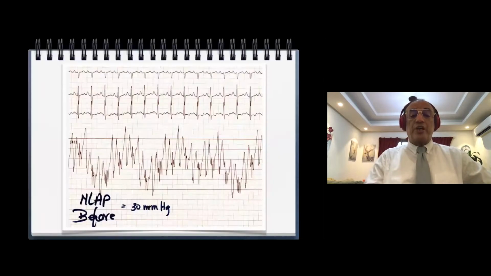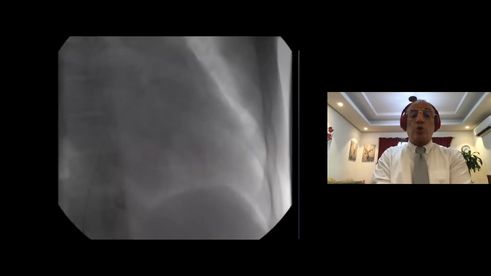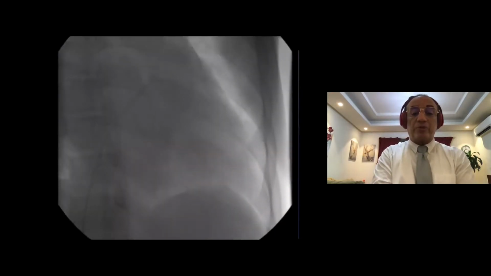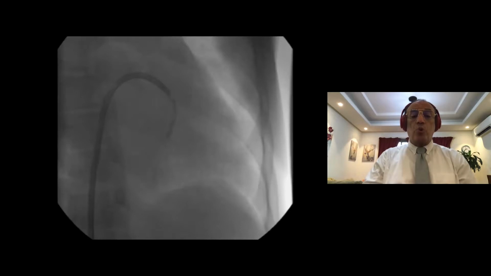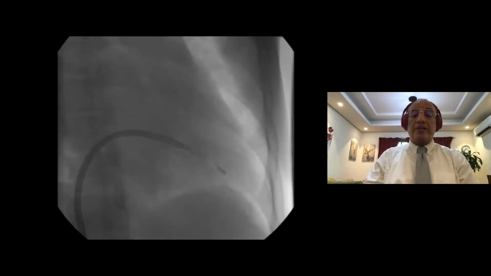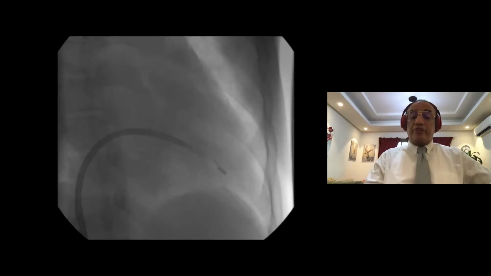Then we checked the mean left atrial pressure, and the mean left atrial pressure was 30 millimeters of mercury. Then we crossed the interatrial septum with the Inoue wire, and we dilated the septum with an 18 French Inoue dilator, a few times. After proper dilatation, we crossed the interatrial septum using the Inoue balloon. Then by stylet, we crossed the mitral valve and put the balloon in the left ventricle.